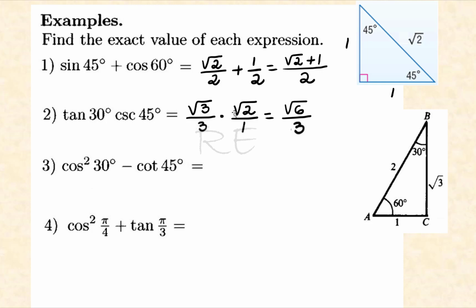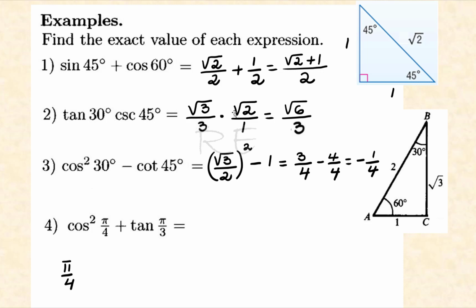Cosine square 30 will be square root of 3 over 2 squared minus cotangent 45. Cotangent 45 is 1. Square root of 3 squared is 3 over 2 squared, which is 4. Minus 1, 1 is 4 over 4. 3/4 minus 4/4 is negative 1/4.